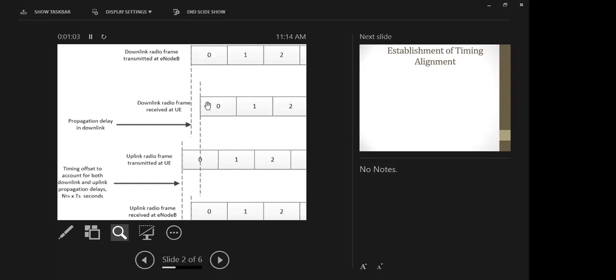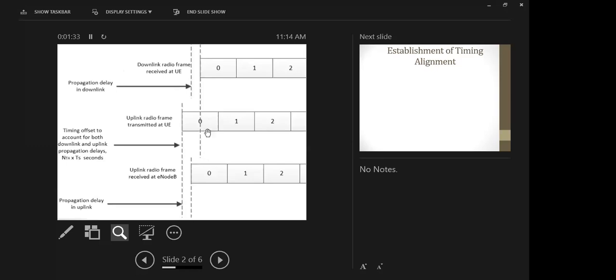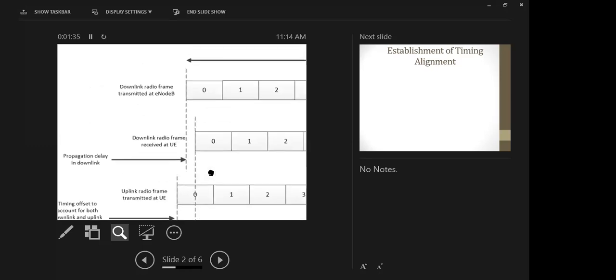In the downlink, you have this much delay. In the uplink, you will also have a delay. So there will be a round trip delay if you consider data transfer in both directions, which is double. And once you use a timing offset for the round trip delay, twice the propagation delay, there will be alignment at the eNodeB end for reception and transmission, right?